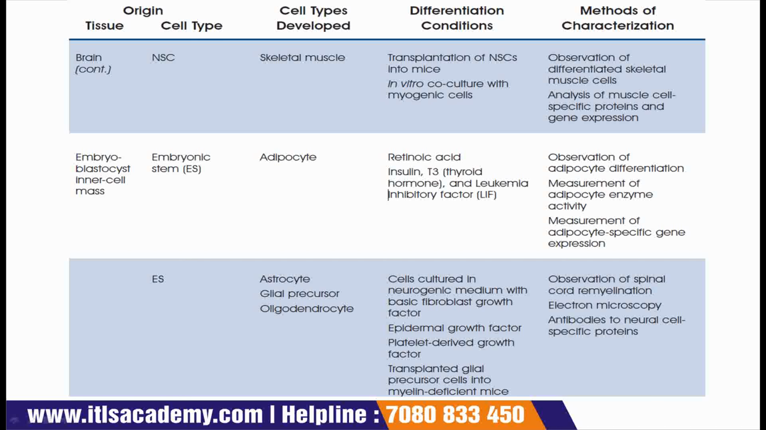Now, the origin tissue again is brain. This is continuation. Cell form is neural stem cell, but developed cell is skeletal muscle, and differentiation condition is transplantation of neural stem cell into mice and in vitro co-culture with myogenic cells. Methods are observation of differentiated skeletal muscle cells and analysis of muscle cell specific proteins and gene expression.